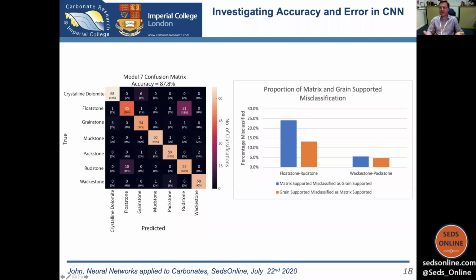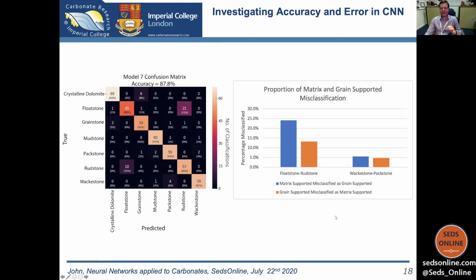So we can immediately see where the main source of error is. It's in floatstone that are misclassified as Rudstone, so finer lithology misclassified as coarser lithology, whereas the Rudstone misclassified as floatstone is more rare. I'm also showing this here, maybe it's a little easier to see. The floatstone Rudstone, you can see that basically the network tends to see more grain in the texture than there is really in this texture. And the same applies actually to the wackestone and packstone texture, although it's more subtle and less easy to see.